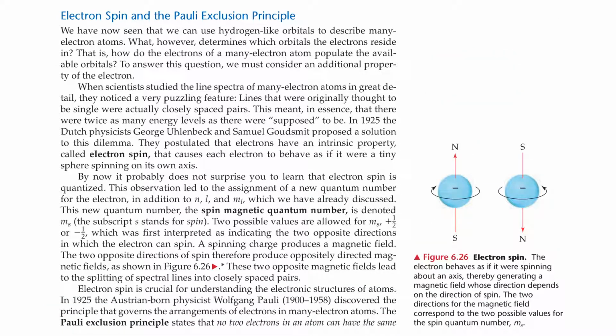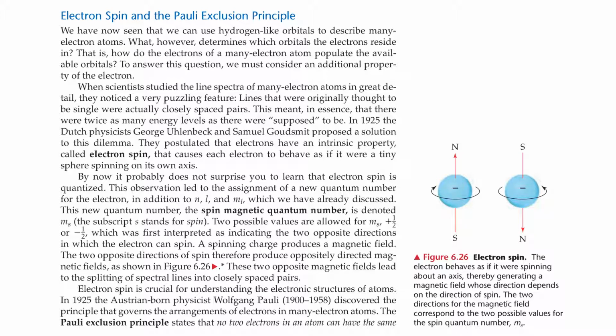Section 2. Electron spin and the Pauli exclusion principle. We have now seen that we can use hydrogen-like orbitals to describe many-electron atoms. What, however, determines which orbitals the electrons reside in? That is, how do the electrons of a many-electron atom populate the available orbitals? To answer this question, we must consider an additional property of the electron. When scientists studied the line spectra of many-electron atoms in great detail, they noticed a very puzzling feature. Lines that were originally thought to be single were actually closely spaced pairs. This means, in essence, that there were twice as many energy levels as there were supposed to be.